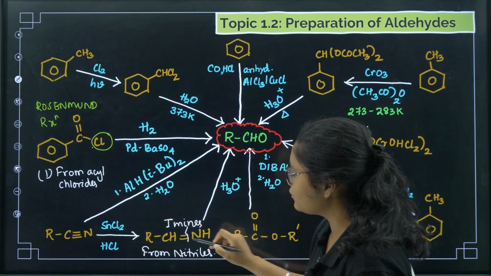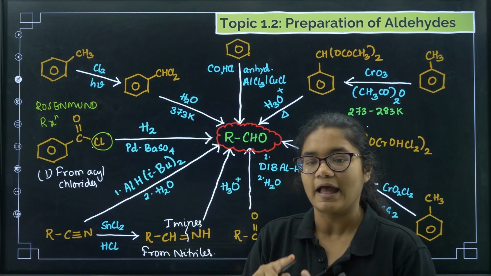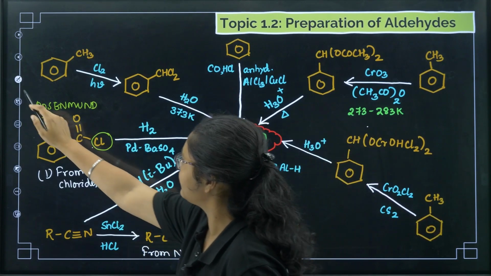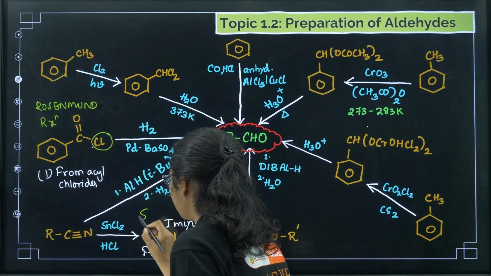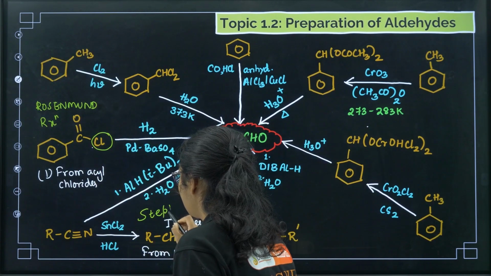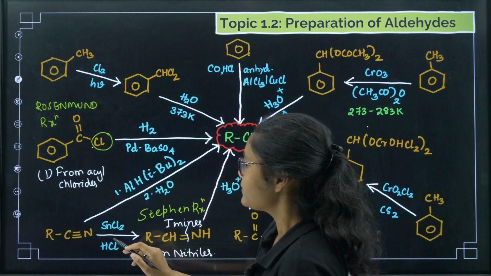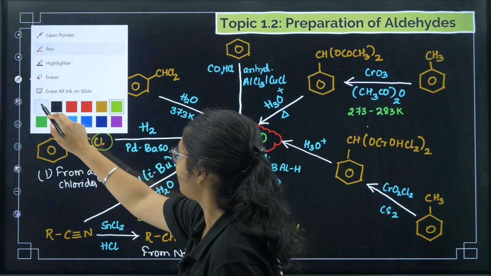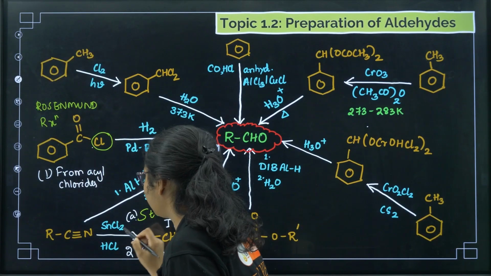Now in this particular reaction you first treat with SnCl2 and HCl, and then you do hydrolysis with H3O+. This name reaction is called the Stephen reduction, or you can just say the Stephen reaction. Clear? So from nitriles, that is your second method. From nitriles, the first one is the Stephen reaction.